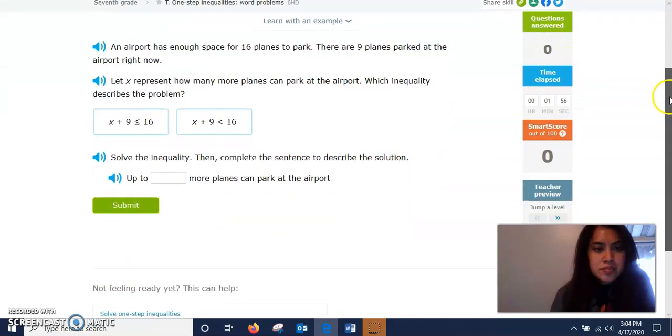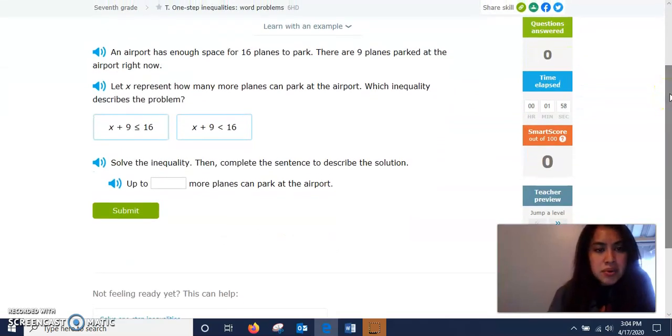Anyway, so it says an airport has enough space for 16 planes to park. There are 9 planes parked at the airport right now. Let X represent how many more planes can park at the airport. Which inequality describes the problem? After selecting the inequality, we need to solve it. Then we're going to complete the sentence to describe the solution.